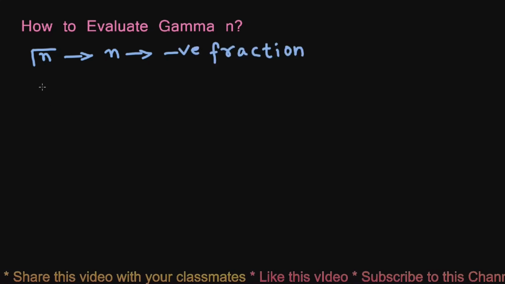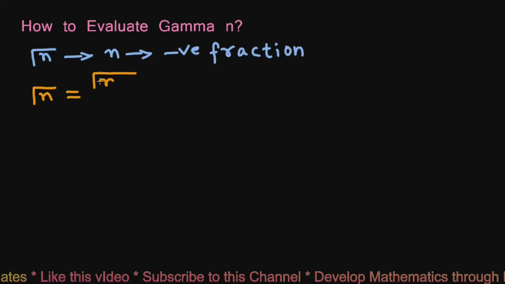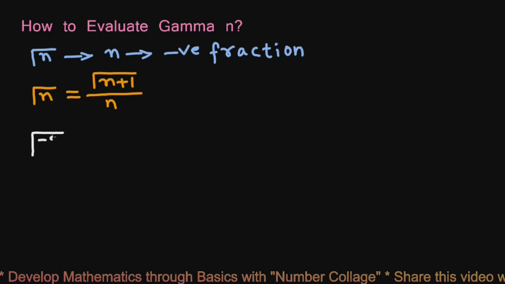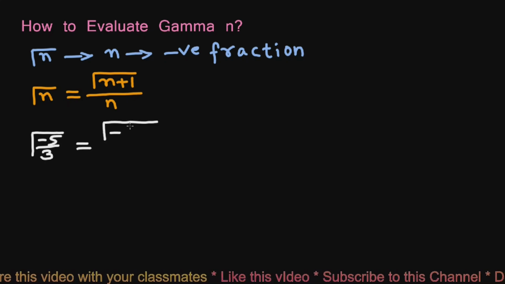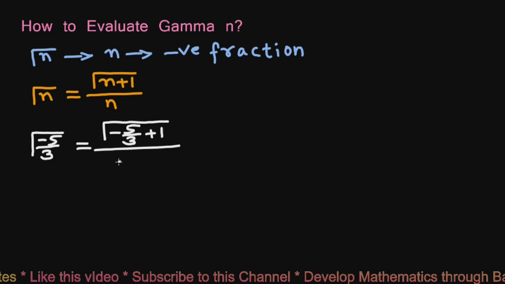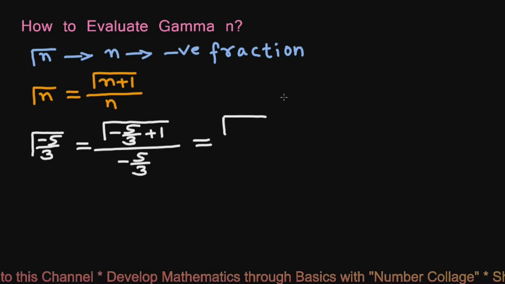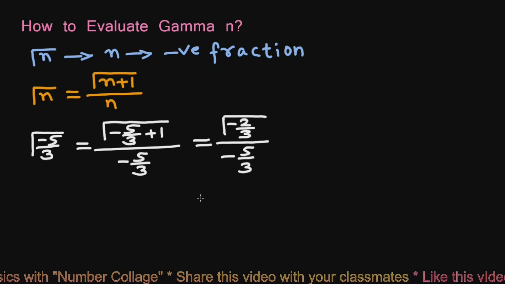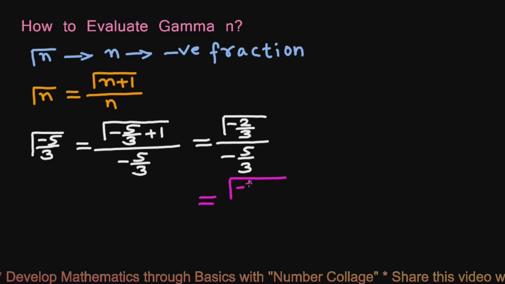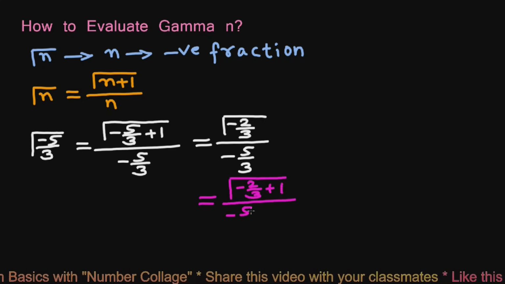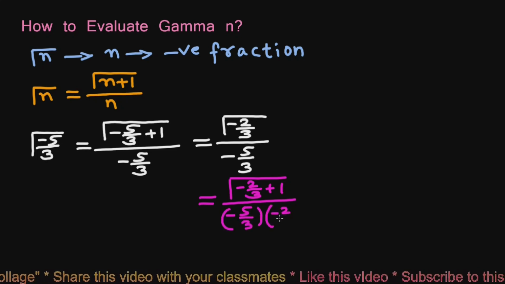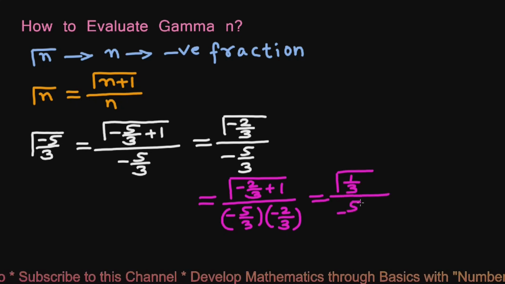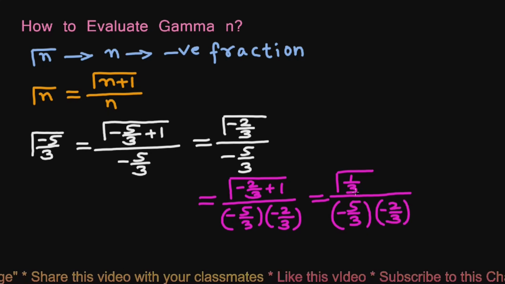For this, we will use the rule gamma n equals gamma n plus 1 upon n. For example, we will evaluate gamma minus 5 by 3. That will be gamma minus 5 by 3 plus 1 upon minus 5 by 3. That will be gamma minus 2 by 3 upon minus 5 by 3. This can be further calculated as gamma minus 2 by 3 plus 1 upon minus 5 by 3 into minus 2 by 3. That will be gamma 1 by 3 upon minus 5 by 3 into minus 2 by 3.